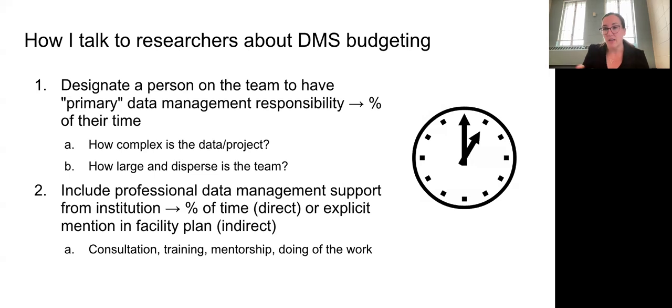But we can do it. You can estimate a percentage of time for a person. We do this all the time with grants. So think about whether you can designate a person on the team to have primary data management responsibility, even if it's a small percent, even if it is a shared task, like 2.5% of the time for all your team members.